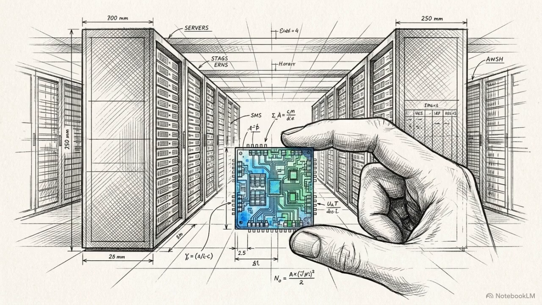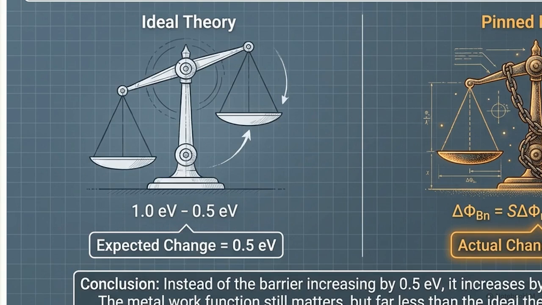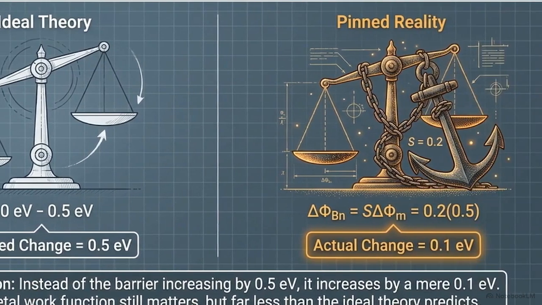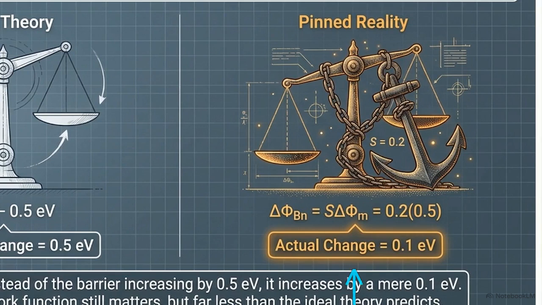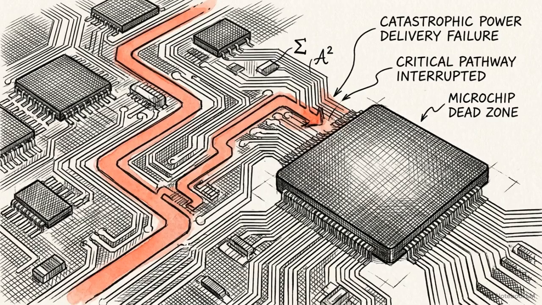This graphic breaks down a standard scenario. Swap your metal contact, and ideal theory expects a clean 0.5 electron-volt barrier change. But applying a realistic pinning factor of 0.2, the actual barrier only increases by 0.1 electron volts. The interface sponge absorbs the rest. Losing 0.4 electron volts of barrier control might sound like a rounding error, but it is fatal for microchip performance.